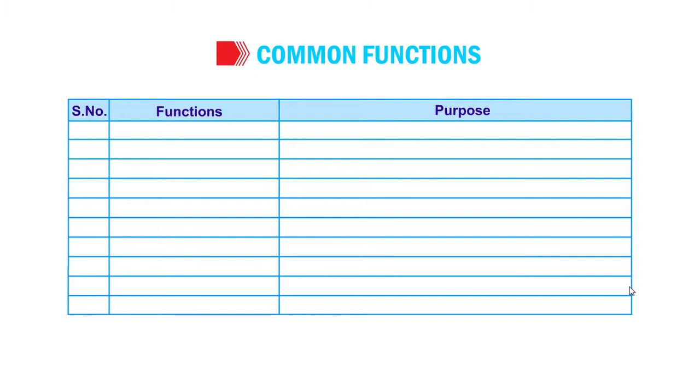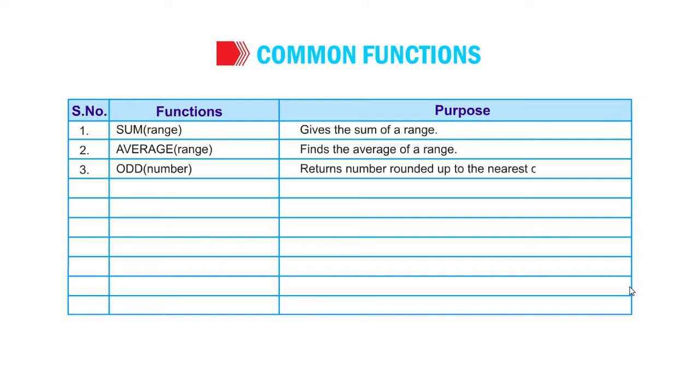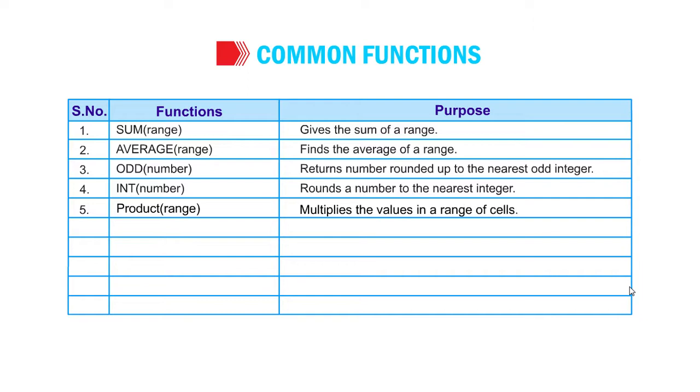Functions and purpose. Number 1, SUM(range). Purpose, gives the sum of a range. Number 2, AVERAGE(range). Purpose, finds the average of a range. Number 3, ODD(number). Purpose, returns the number rounded up to the nearest odd integer. Number 4, INT(number). Purpose, rounds a number down to the nearest integer. Number 5, PRODUCT(range). Purpose, multiplies the values in a range of cells.